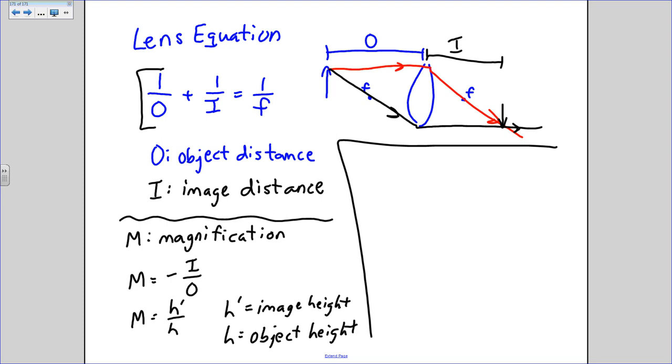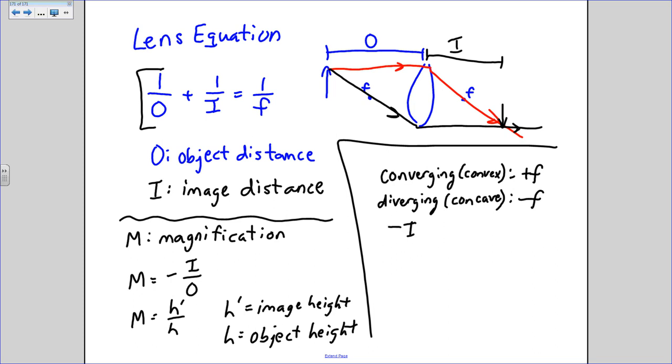Let me give you a little table of signs here. I want to make this in a separate little place on your paper, so it's just going to be a summary. Converging lenses, also called convex lenses, have a positive focal length. Diverging lenses, that's concave, have a negative focal length.